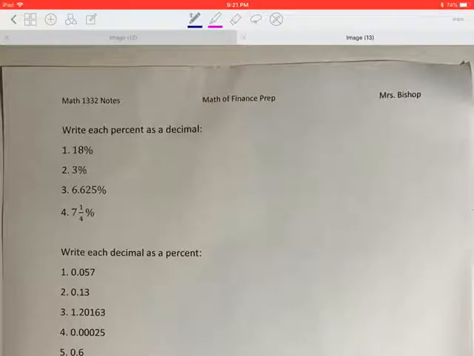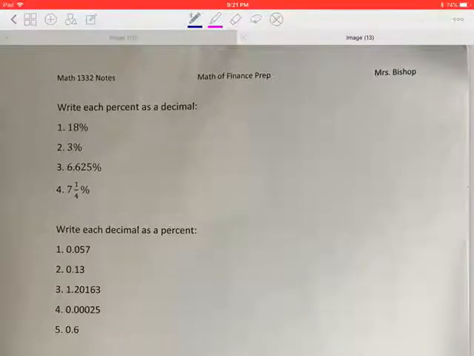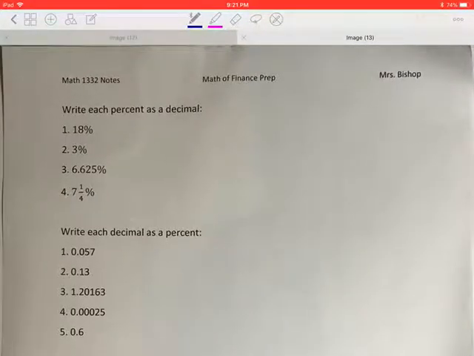Okay guys, we're starting a new section. We're getting into our Math of Finance. So before we get into the actual content, one thing we do a lot in Math of Finance is we work with percents and we work with money. So we're going to practice doing a little bit of conversions.